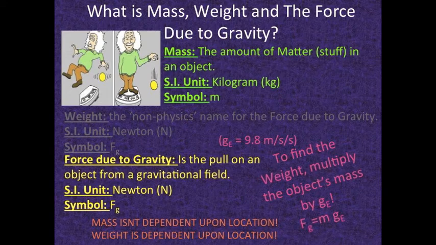What is mass, weight, and the force due to gravity? Mass is the amount of matter in an object. The force due to gravity is the pull on an object from a gravitational field. The force due to gravity and weight are the exact same thing. It's just in physics, instead of saying weight, we say the force due to gravity.